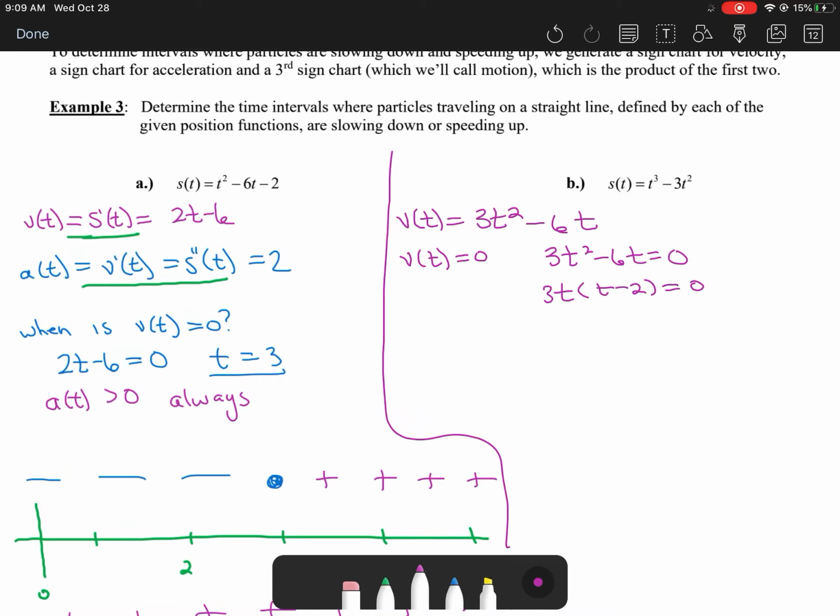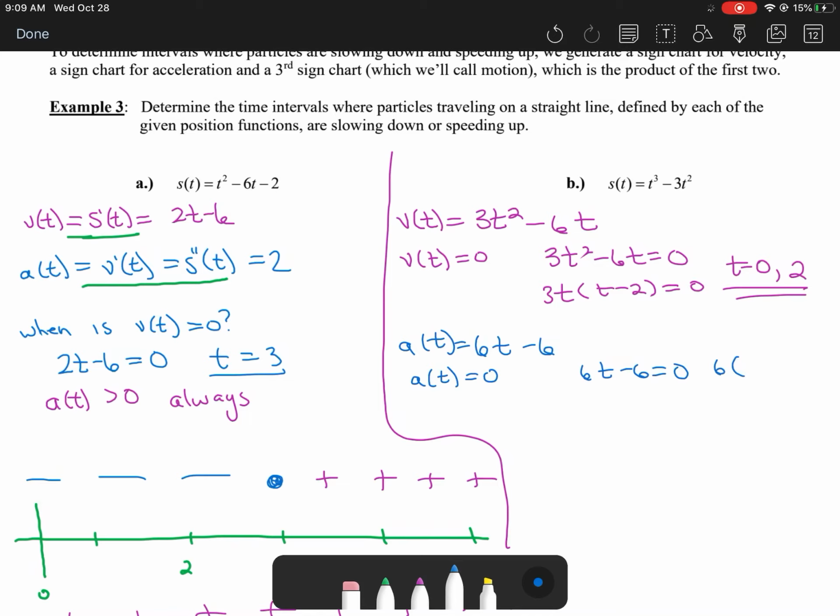So factor that out. So t is equal to 0 and 2. Okay, so now let's go ahead and go with acceleration. So again, remember, acceleration is the derivative of my velocity. So if I take that, I get 6t minus 6. I want to know, when is my acceleration equal to 0? So 6t minus 6 equals 0.